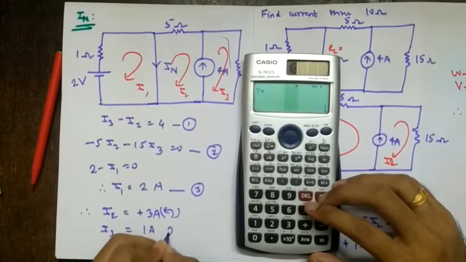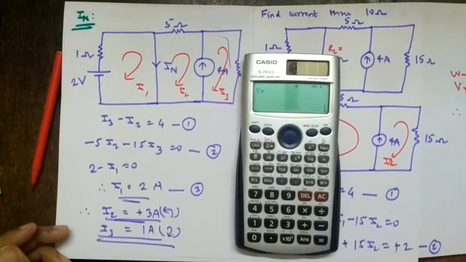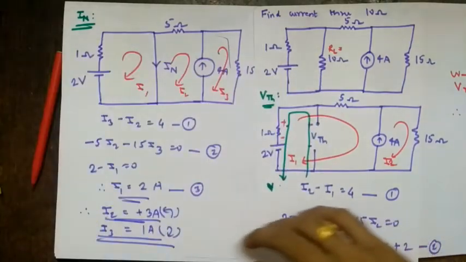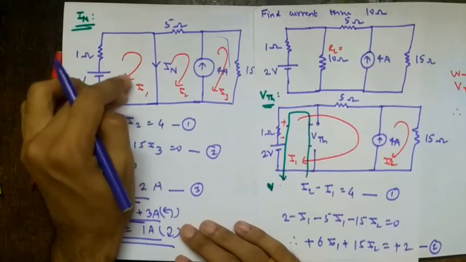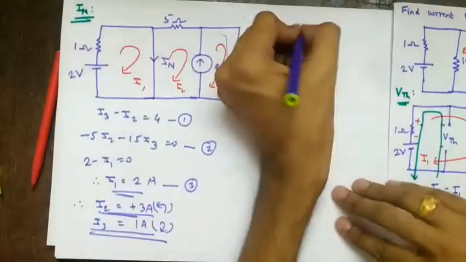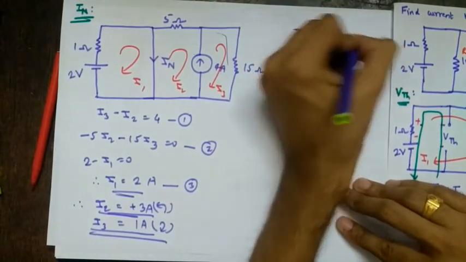I3 is 1 ampere in clockwise direction. Right? What we have to find? We have to find IN. So what is IN now? IN is in the same direction as I1. So I1 minus I2 is IN. So IN equal to I1 minus I2.